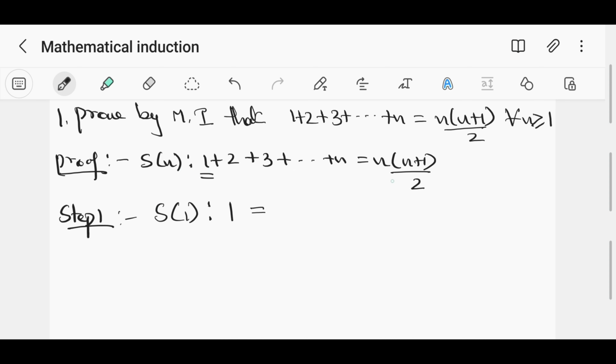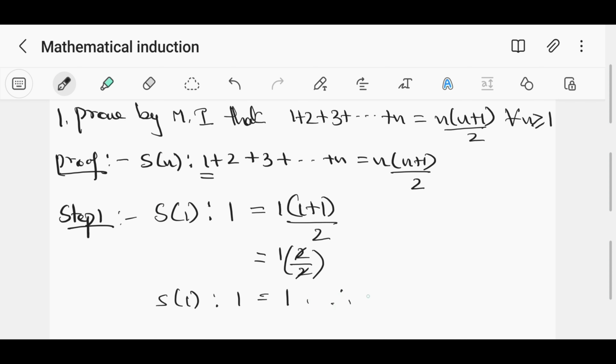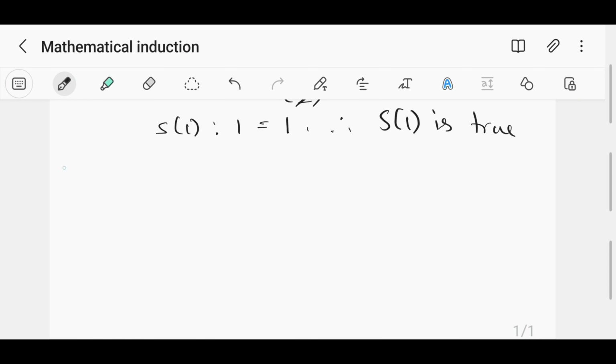In the RHS, in place of n, if you have 1, you get 1 into 1 plus 1 by 2. So this will be equal to 1 into 2 by 2. So you get 2 and 2 gets cancelled. So 1 into 1 you get 1. That is, you are getting LHS is equal to RHS. So S of 1 is true because you have LHS equal to RHS. Therefore, you can say that S of 1 is true. So this is your first step. Second step is known as the induction step. Step 2.